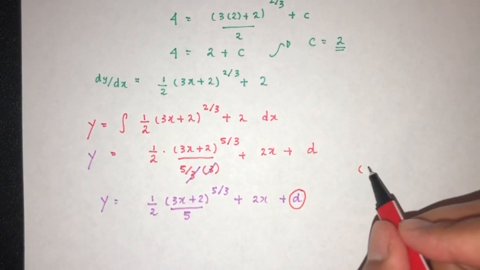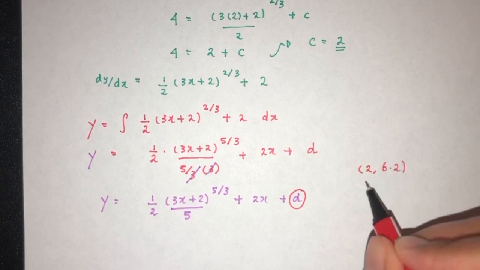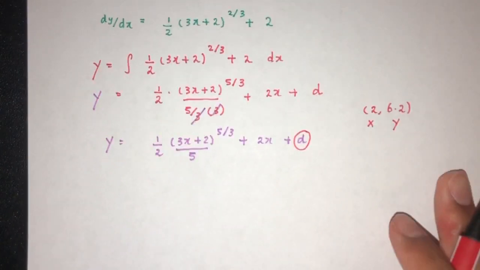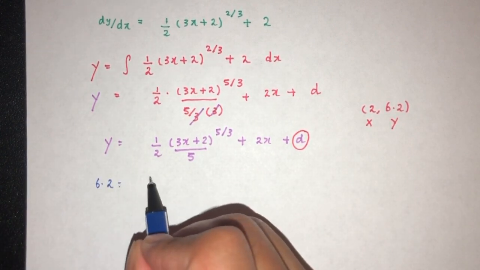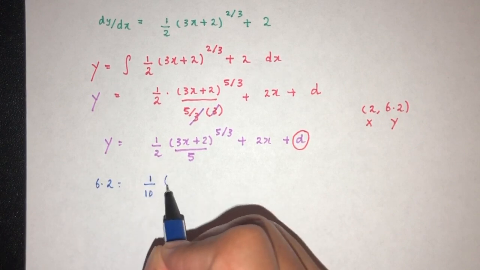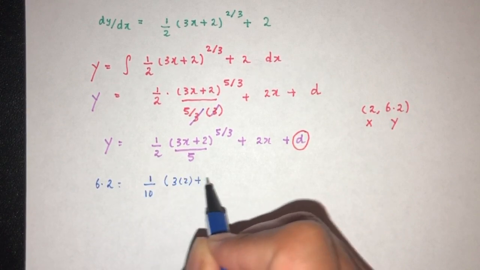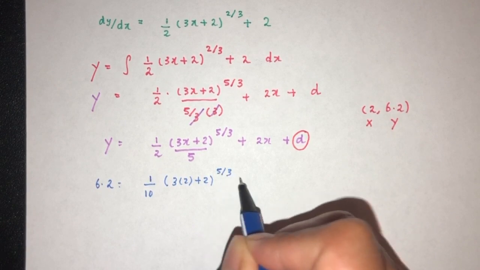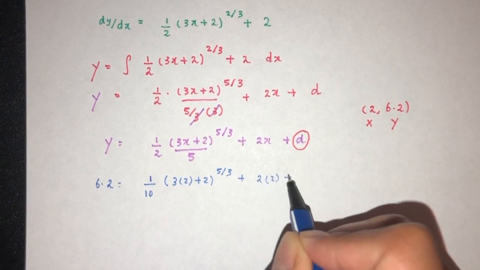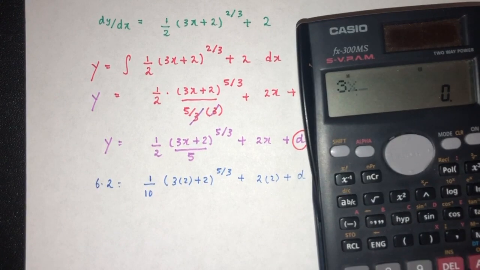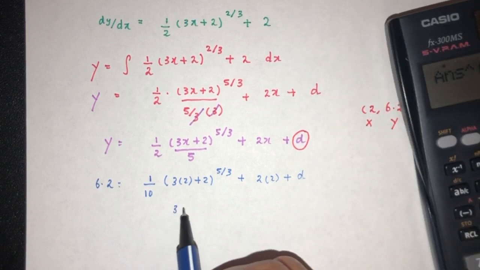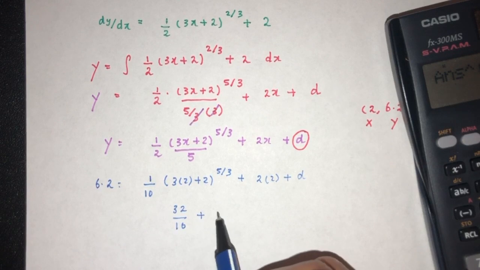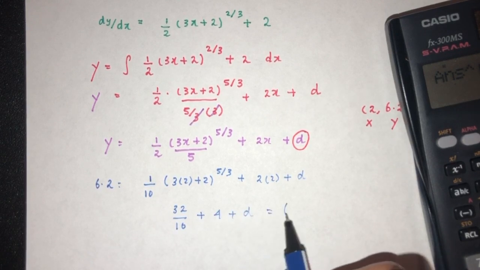We have a passing point given to us as (2, 6.2). This is the x value and this is the y value. Replace back in your equation. Here you will have 6.2. Here you have 1 over 10, right? And that will be 3 times 2 plus 2, to the power 5 over 3, plus 2 times 2 plus d. So 3 times 2 plus 2 power 5 divided by 3, that should be 32. So 32 over 10 plus 4 plus d have to be 6.2.